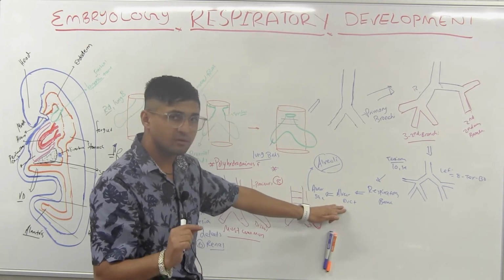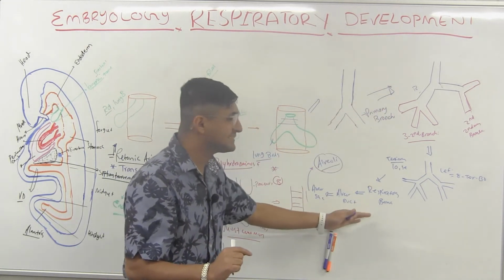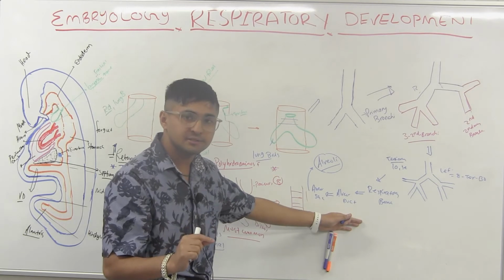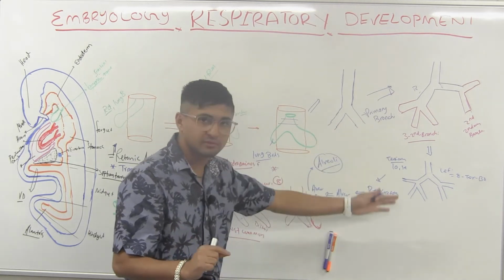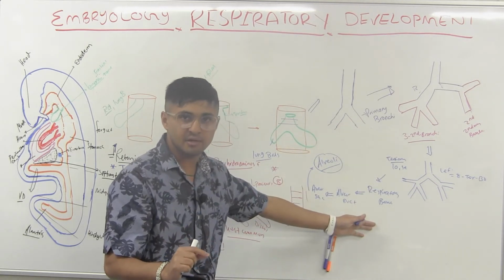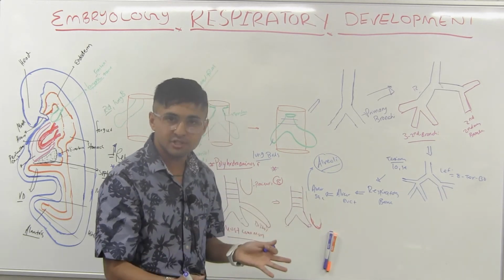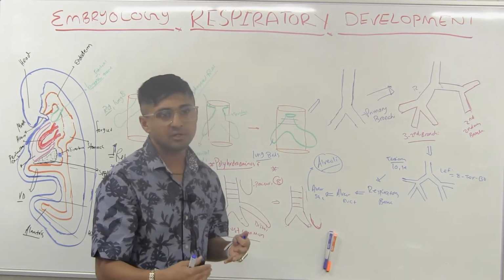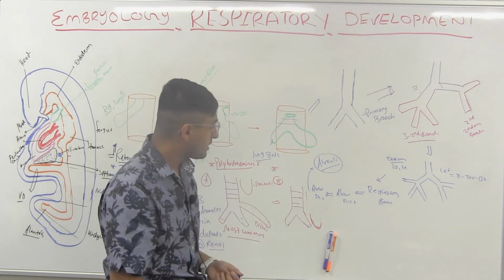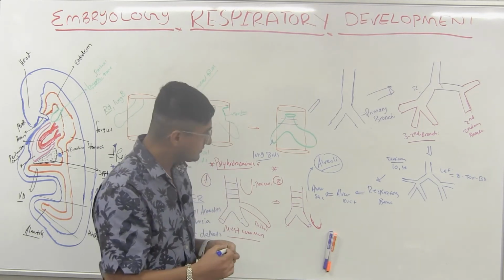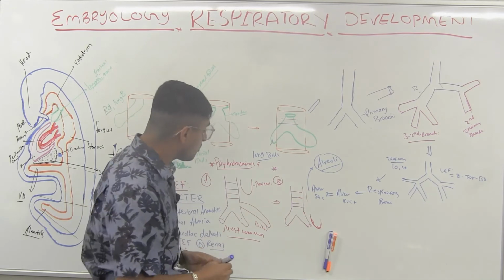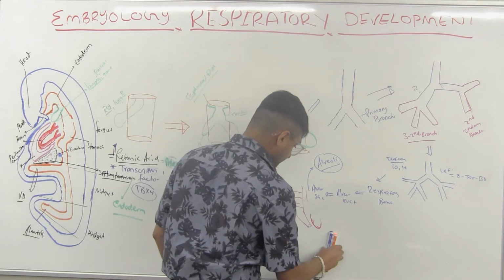But I do want to emphasize one thing though. As I said, so far all the epithelial linings of these formations of your lung are given by endoderm, but the muscles or connective tissues are going to come from your mesoderm, splanchnic mesoderm. One more thing that I also have to mention.